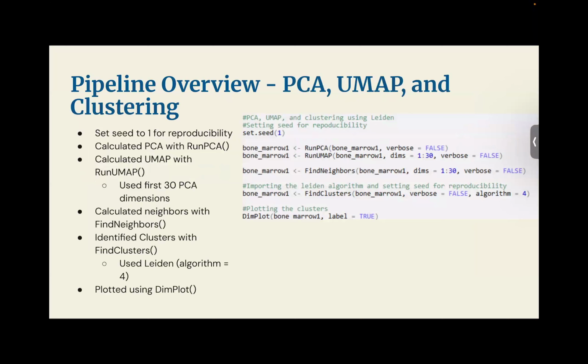Next up, PCA, UMAP, and clustering. I set the seed to 1 for reproducibility. I calculated PCA with RunPCA, calculated UMAP with RunUMAP, and used the first 30 PCA dimensions. I calculated neighbors with FindNeighbors and identified clusters with FindClusters using the Leiden algorithm, which is algorithm equals 4. I plotted the dimensions using DimPlot.